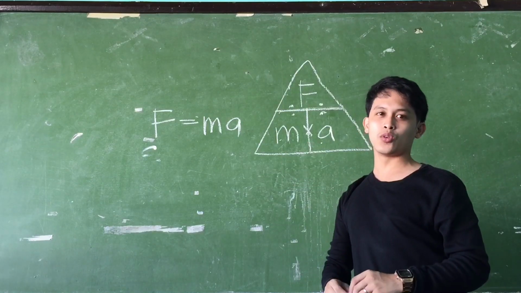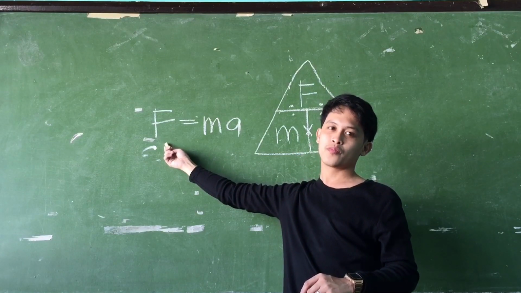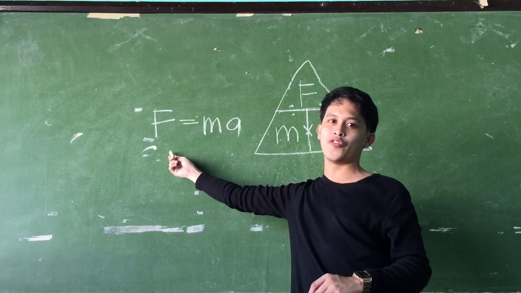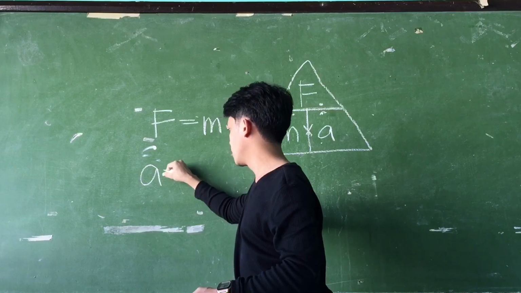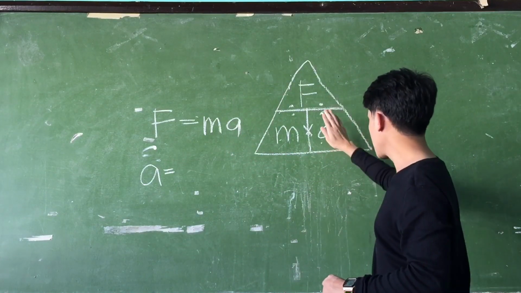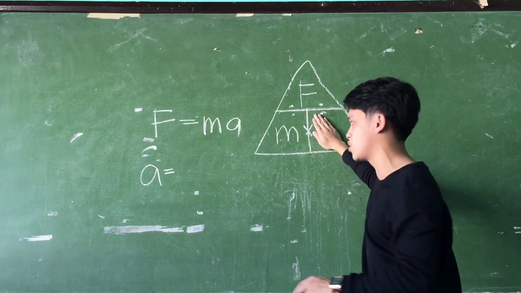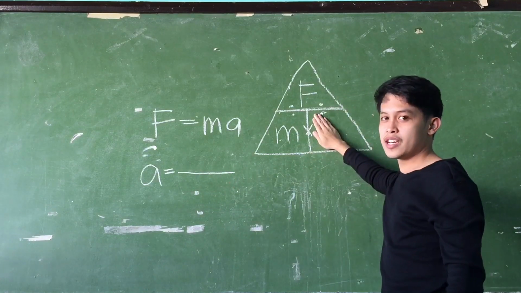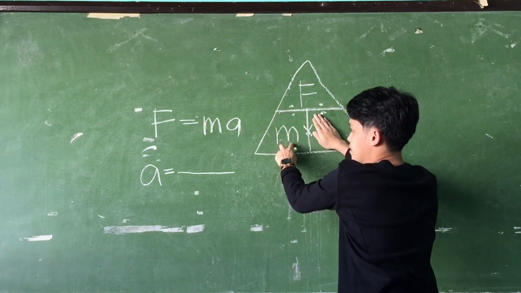What if you want to derive an equation from this equation? We want to derive the equation of acceleration. So we will just cover A here so that we can know what is the equation of acceleration, which is acceleration is equal to force divided by mass.